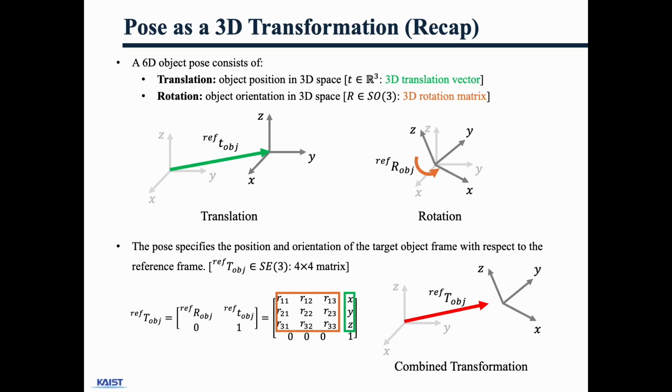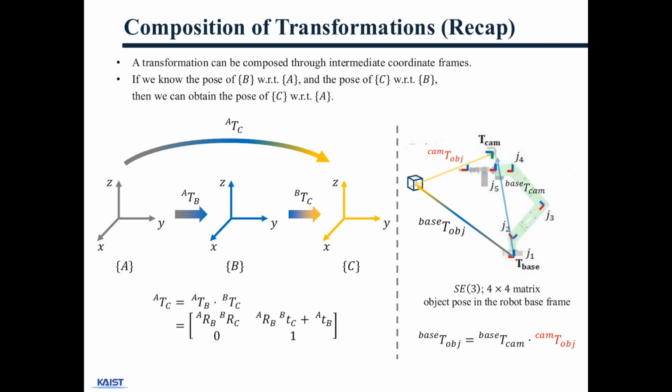As you can see in the matrix equation here, the top left 3x3 block is the rotation, and the rightmost column holds the translation. This compact representation allows us to easily map any point from the object's coordinate frame directly into the camera or world frame.